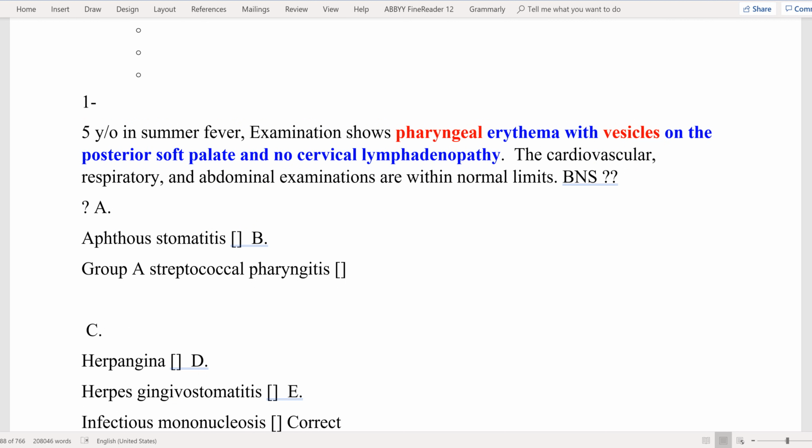Okay. The group A strep, you will have tonsillar exudate, fever, cervical lymphadenopathy. This patient didn't have cervical lymphadenopathy. Okay. Infectious mononucleosis, you have tonsillar exudate too, and fever and diffuse cervical lymphadenopathy. And you may or may not have hepatosplenomegaly. So that's the thing on this question.